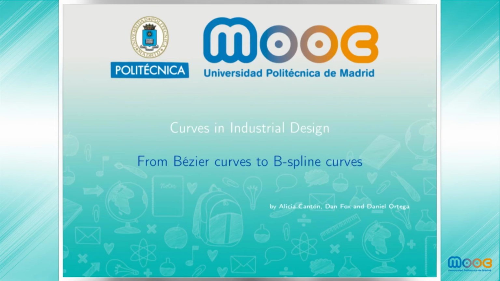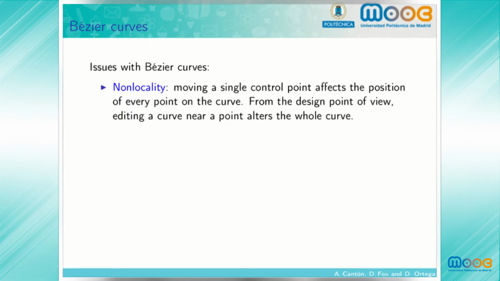Curves in industrial design, from Bezier curves to B-spline curves. Although Bezier curves are good for design, they present some issues. For example, they are non-local, which means that when we move a single control point, this movement affects the position of every point on the curve. From the design point of view, editing a curve near a point alters the whole curve, which is not desirable.